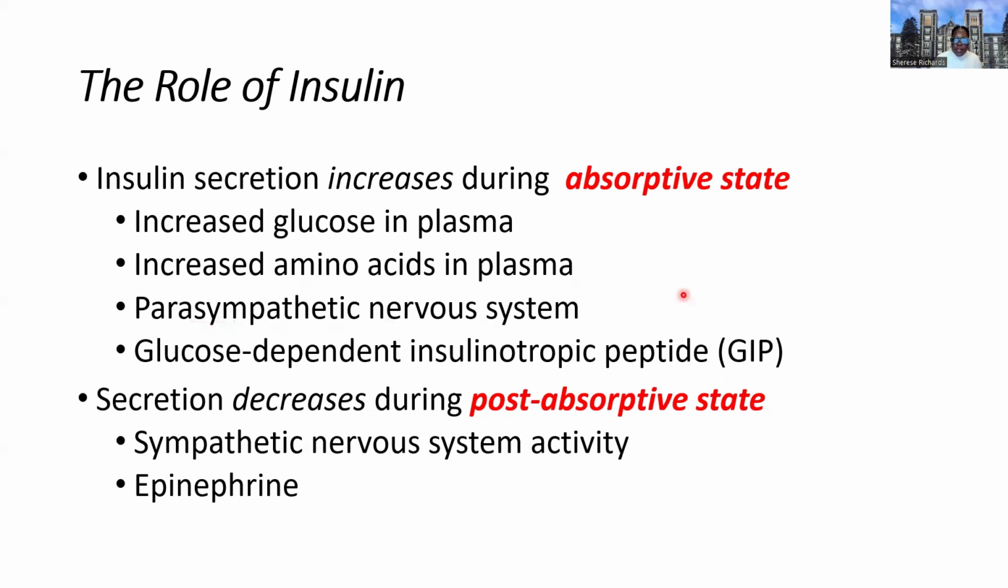The parasympathetic nervous system, so excitation of the PNS, the rest or digest division of the nervous system, can trigger insulin release. And then the hormone glucose-dependent insulinotropic peptide, or GIP, which is triggered whenever food comes through the gut, is another trigger for insulin release. Now, secretions decrease during the post-absorptive state. Whenever you have the fight or flight state, you actually turn insulin off. Glucagon is going to be the hormone of the fight or flight state or the post-absorptive state, and that will trigger the sympathetic nervous system as well as the release of hormones like epinephrine.